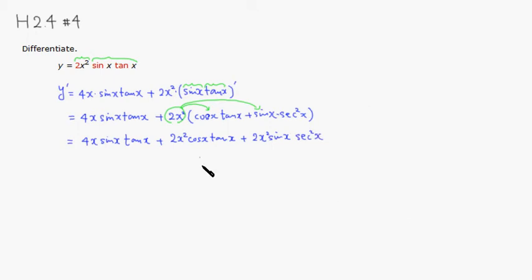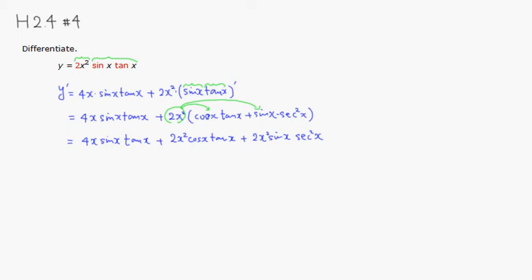You might notice that when you have three things multiplied together, you basically take the derivative of one factor at a time. You take the derivative of the first guy here, and everything else stays the same. Take the derivative of the second guy, we get cosine, and everything else stays the same. And to take the derivative of tangent, you get secant squared, everything else stays the same.